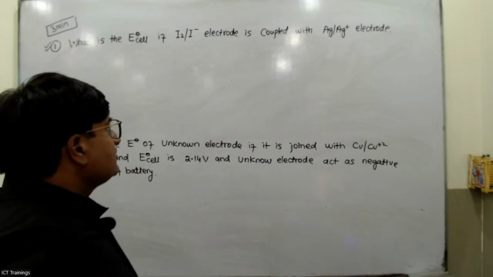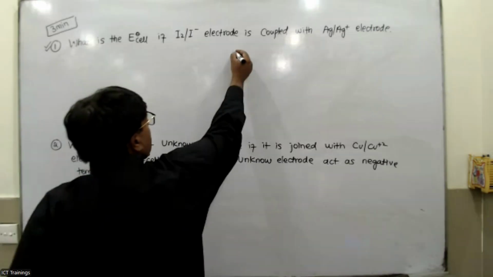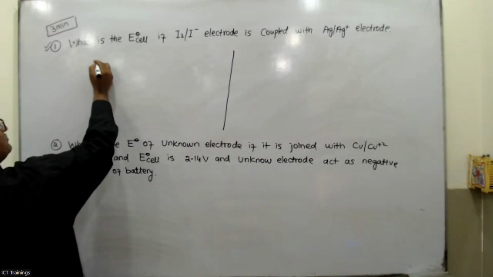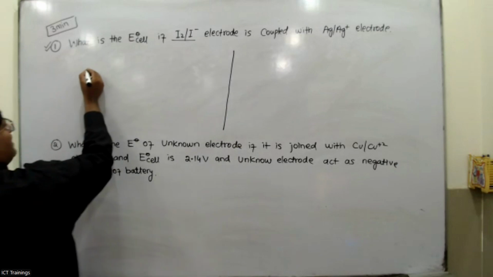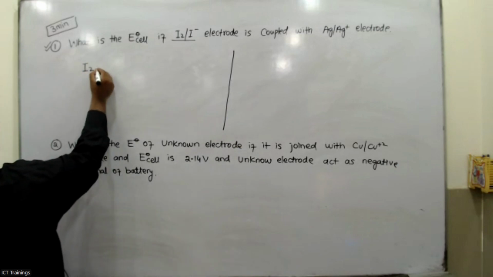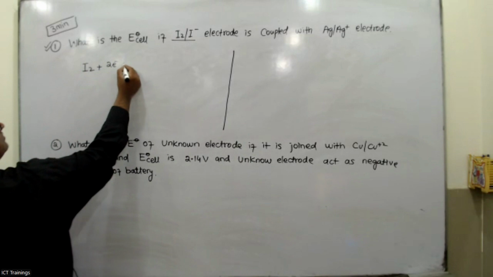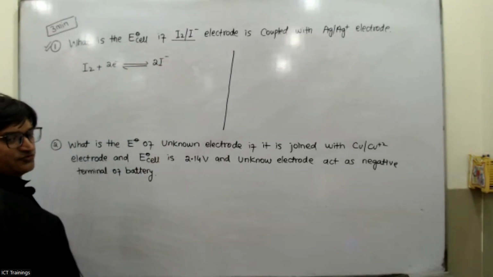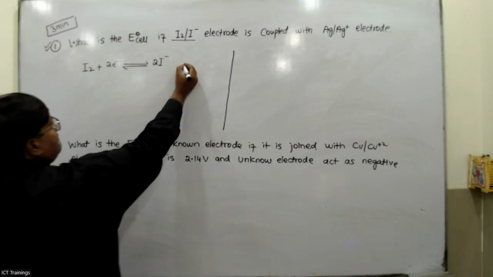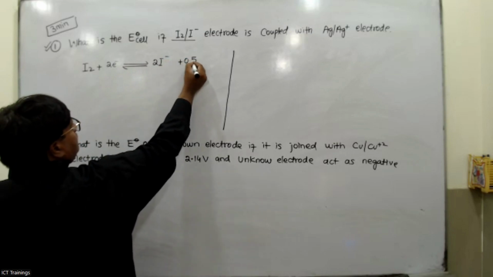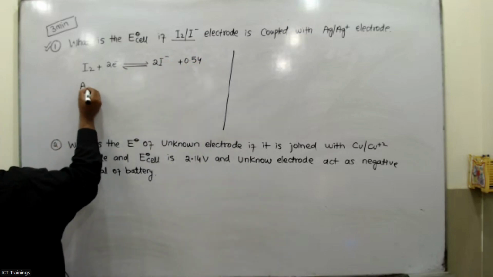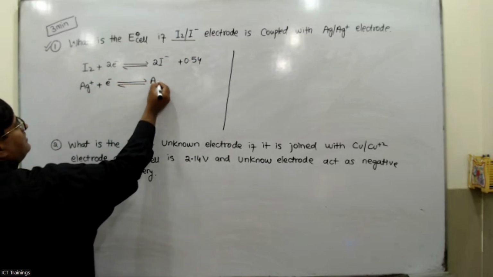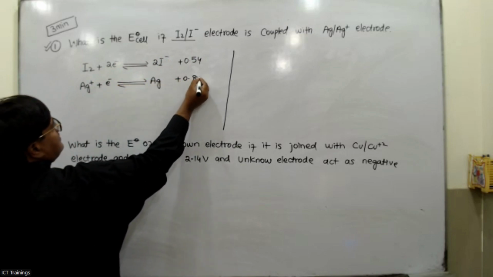Okay, guys. I'm going to do that question for you by two methods. This is the explanatory method. First of all, I2 and I minus. I'm going to write down an equation: I2 plus 2 electrons forms 2I minus. Anyone should tell me what is the E naught value for that? 0.54. So plus 0.54. And if you take Ag positive plus electron, that forms Ag, so that is plus 0.80.